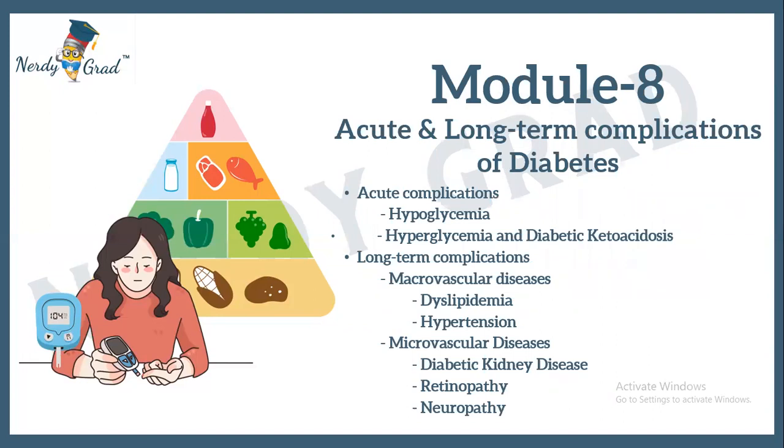In acute complications, we'll be dealing with hypoglycemia, hyperglycemia, and diabetic ketoacidosis. Long-term complications, we'll be dealing with two different diseases, micro and macrovascular diseases, in which we discuss dyslipidemia, hypertension, diabetic kidney disease, retinopathy, and neuropathy.